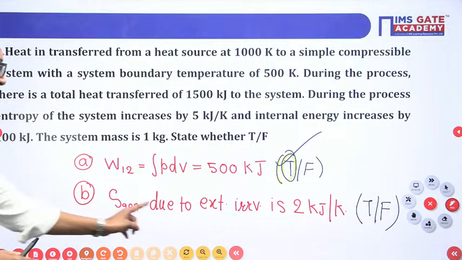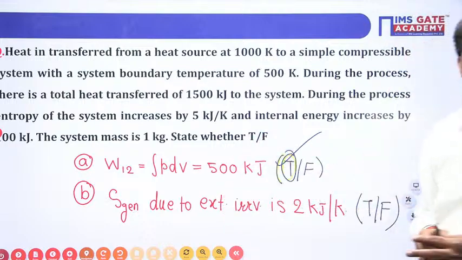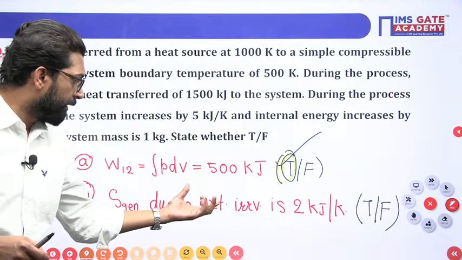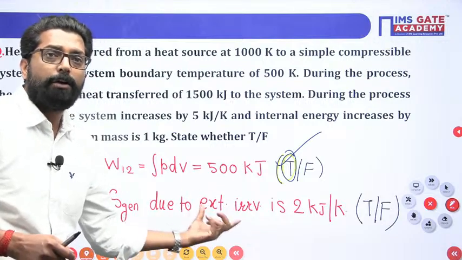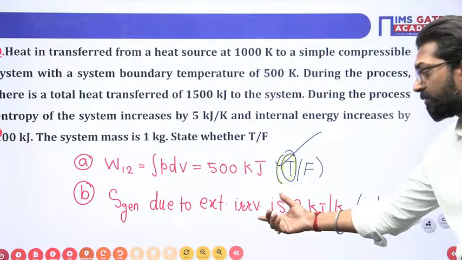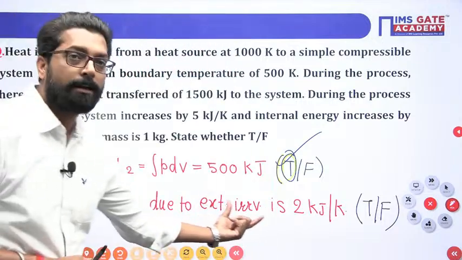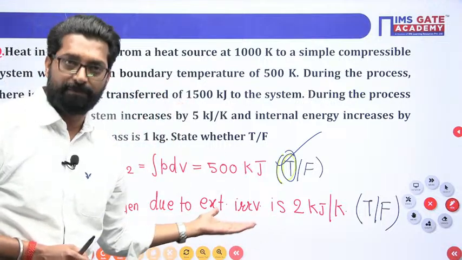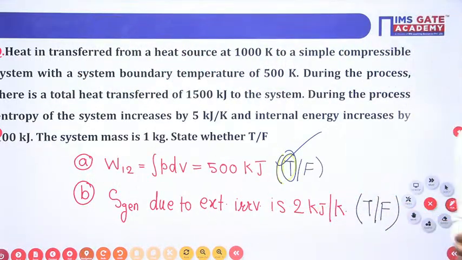Now, take the next one. We have to find the entropy generation due to the external irreversibility. See, my dear, who is responsible for external irreversibility? Please tell me. A finite temperature difference, that means heat transfer across a finite temperature difference, is responsible for the external irreversibility. So we'll check whether the value of external irreversibility is 2 kilojoule or not.